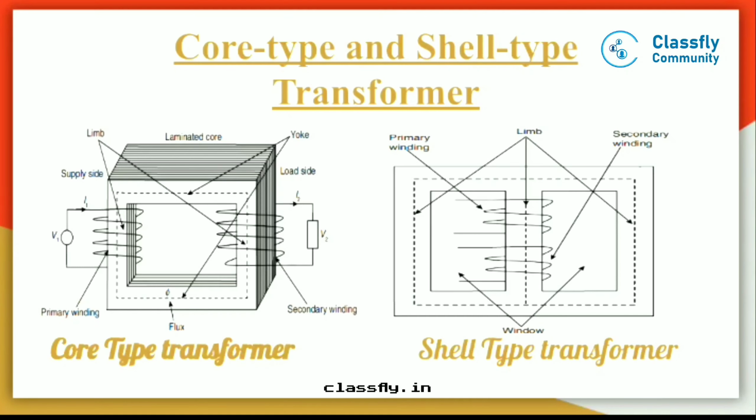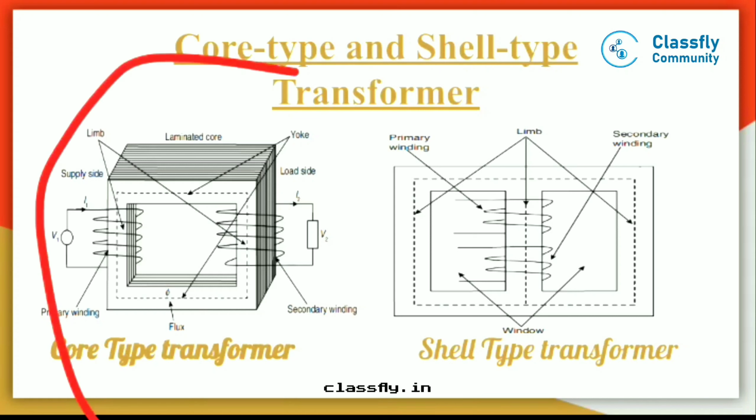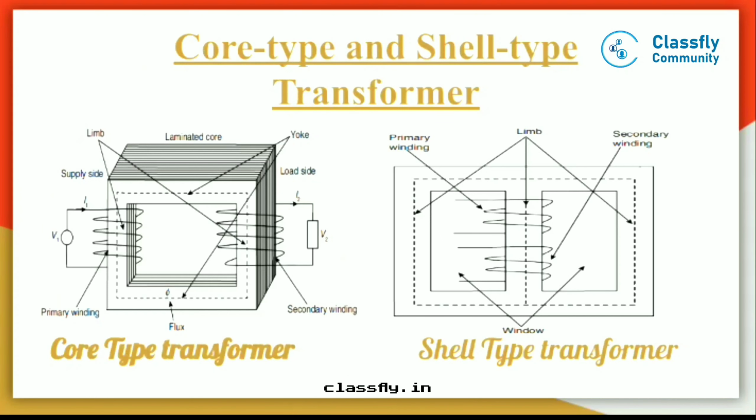So let's move on and see how it looks. This is our core type transformer. As it said, the magnetic flux has a single path. The magnetic flux moves in this, and it is a single path to flow in the transformer. And one more statement said that it can be either a rectangle or a square. So this is our core type transformer. Now let's see what the shell type transformer says.